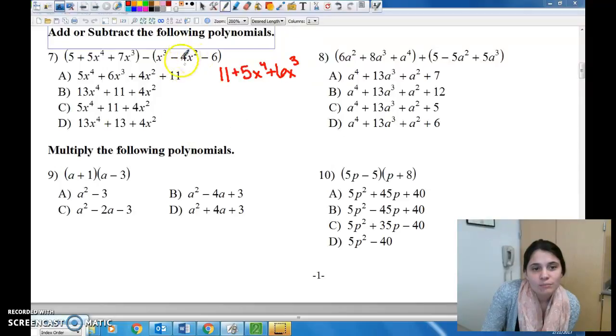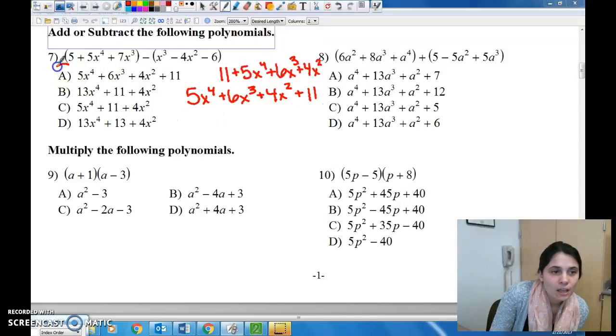And then I still have this negative 4x squared here, and it's minus a negative 4x squared, so that's plus 4x squared. So I have all my things here, but they're not in standard form, so it's going to be a little hard to find the answer. So remember that standard form goes from the highest exponent down to the lowest exponent. So in this one, I have 5x to the 4th, then plus 6x to the 3rd, plus 4x squared, plus 11. And if I look at my solutions, the only possibility is A.